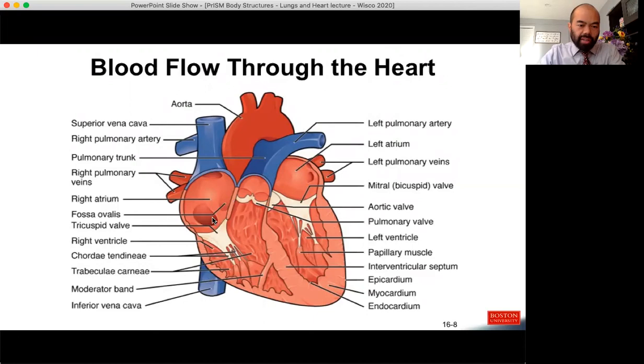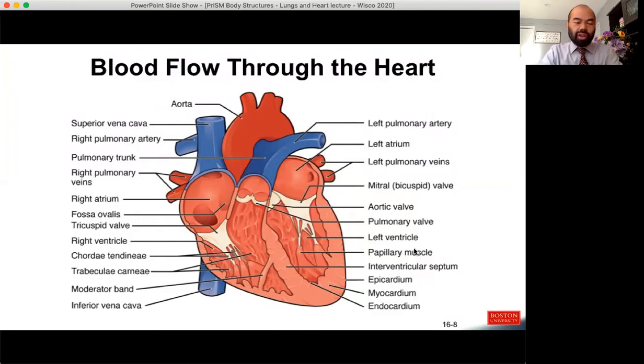Blood flows past the tricuspid valve into the right ventricle, and from the right ventricle, it flows into the pulmonary trunk through the pulmonary valve or pulmonic valve into the lungs, and then blood returns via the pulmonary veins into the left atrium. It flows into the left ventricle through the mitral valve, and then from the left ventricle out to the aorta via the aortic valve, which you can barely see right here.